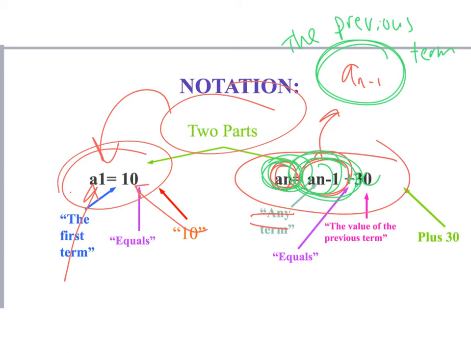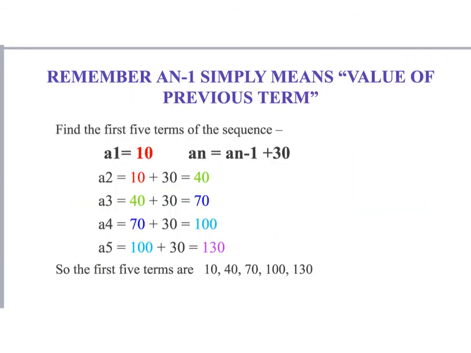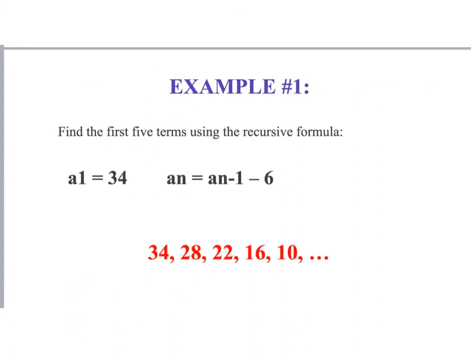I know this probably still looks super confusing. The best way to do this is to go through a couple examples. So here we go. Let's just run right into one. There's the answers, but we're going to find these answers ourselves, okay? So find the first 5 terms using the recursive formula. Well, I'm just going to put those right up here. Those are my 5 terms.